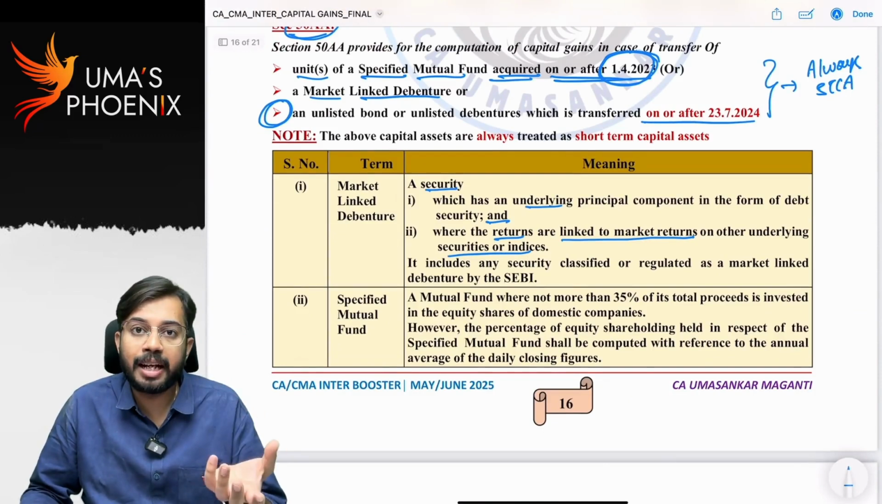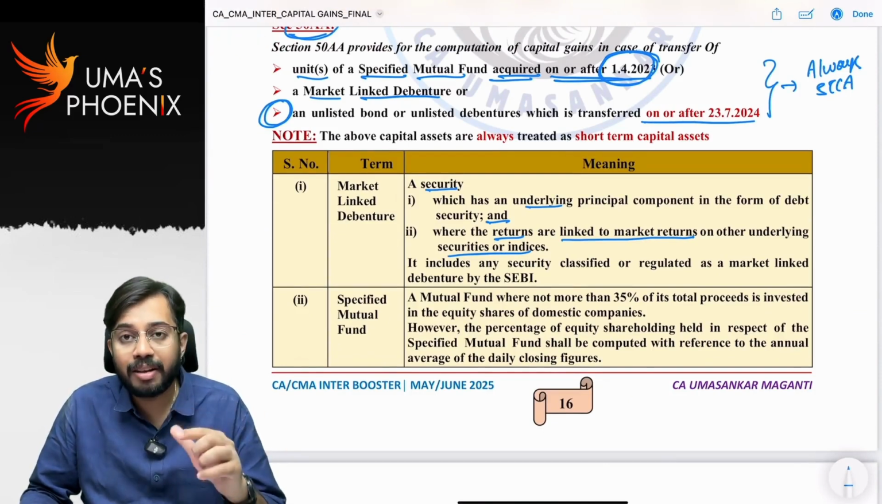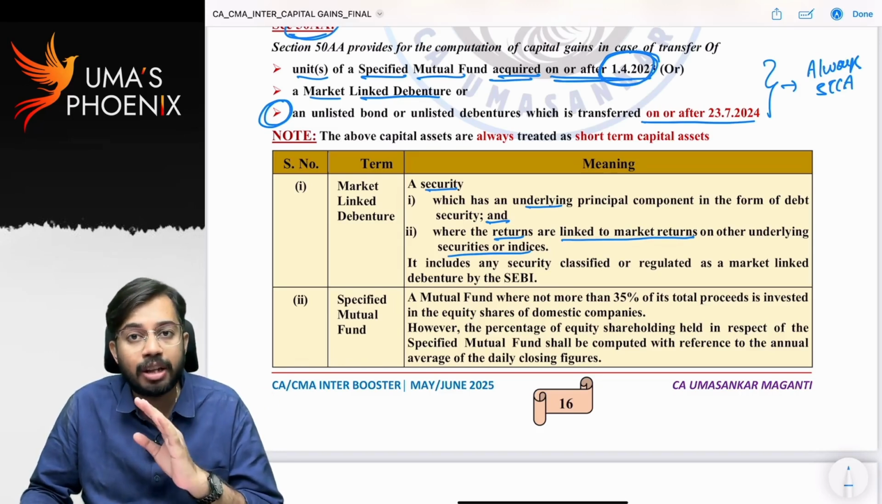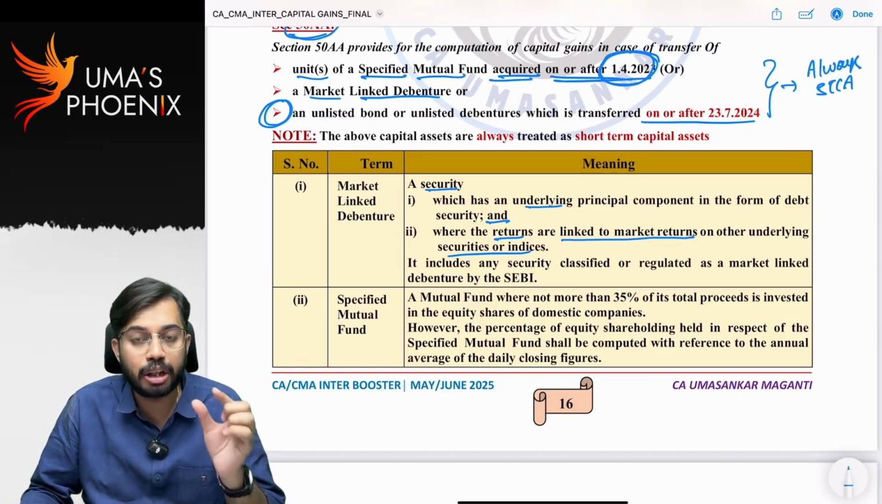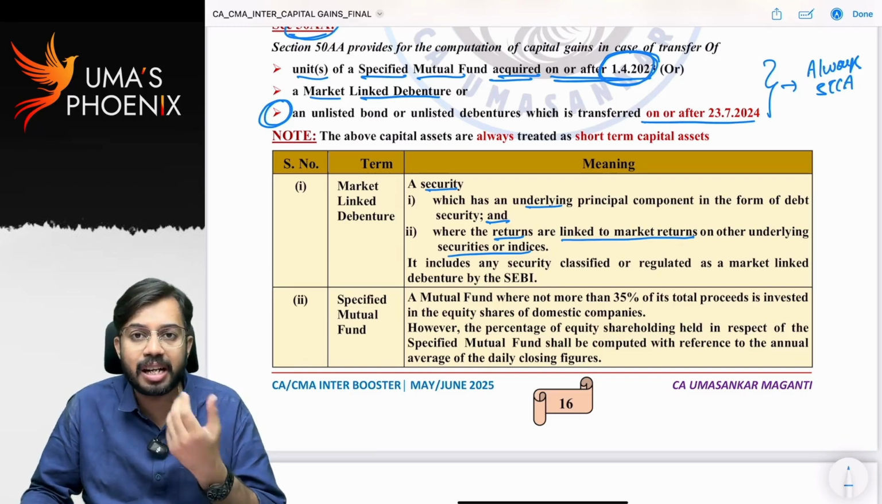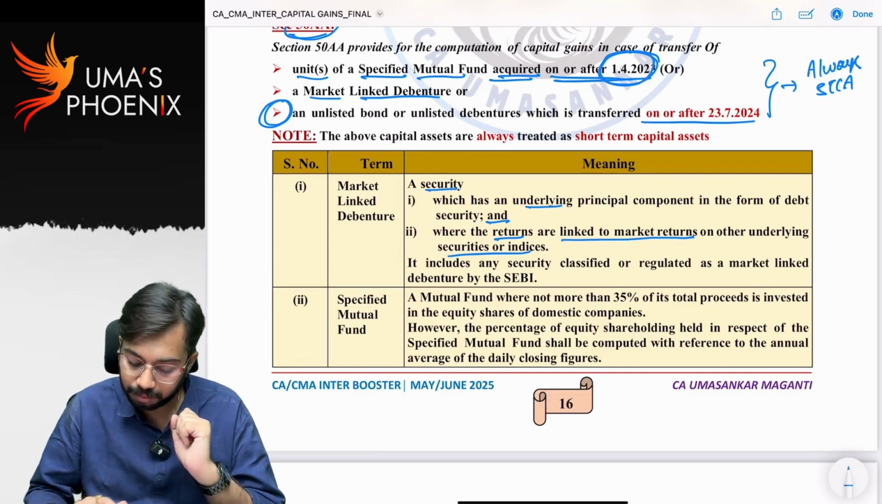If section 50AA gets attracted, always they are treated as short-term capital assets. Full value of consideration we will take. Transfer expenses are allowed as deduction, but securities transaction tax is not allowed as deduction. Indexed cost of acquisition is not allowed as deduction. Only normal cost of acquisition will be allowed as deduction. And whatever the resultant capital gains are there, they will be considered as short-term capital gain or short-term capital loss.